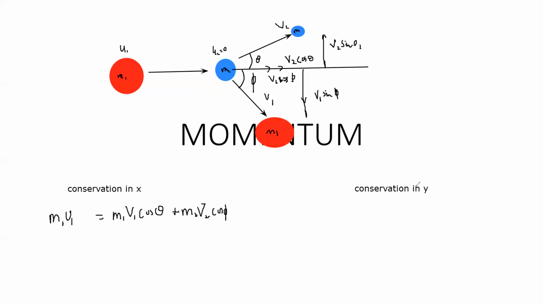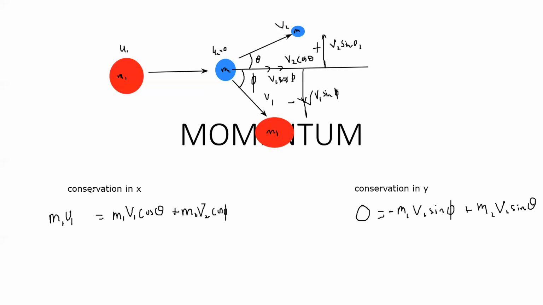And then what about the component in the y direction? Initially m1 and m2 are not moving in the y direction, so there is no momentum. Then for m1, it is m1 v1 sin phi. If one is down, the other is up. So if I take this as negative, the other will be positive, so it will be m2 v2 sin theta.